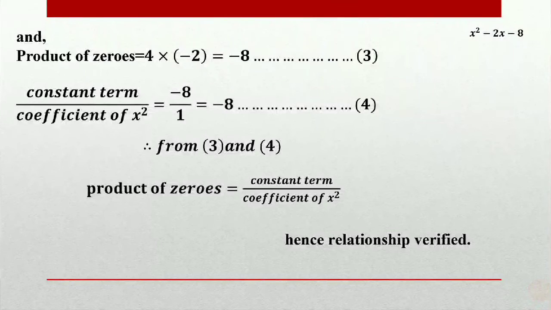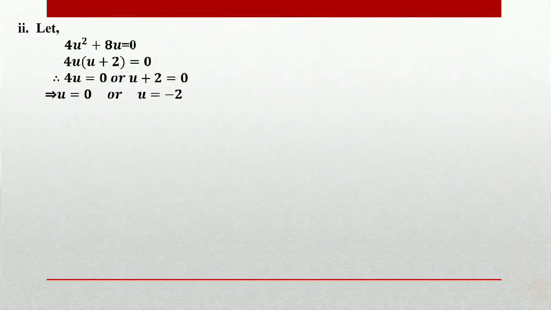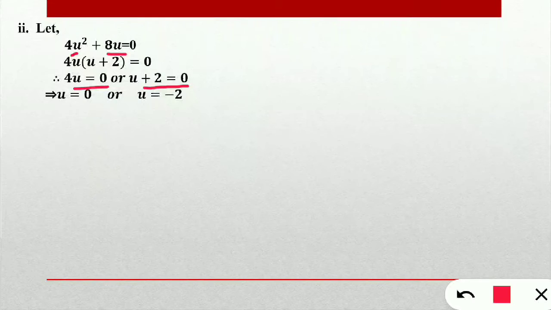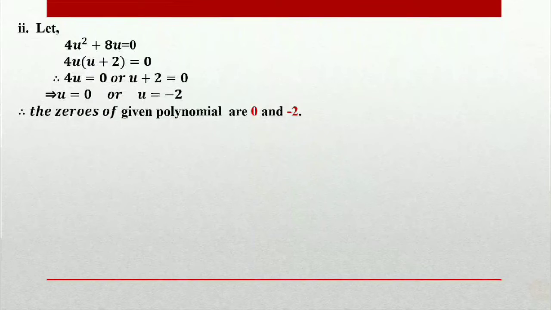Now let's see example number 2. Let 4u square plus 8u is equal to 0. Here 4u is common in both the terms, so we can take it outside the bracket. Therefore we get 4u into u plus 2 is equal to 0. Therefore 4u is equal to 0 or u plus 2 is equal to 0. This implies that u is equal to 0 or u is equal to minus 2. Therefore the zeros of given polynomial are 0 and minus 2.